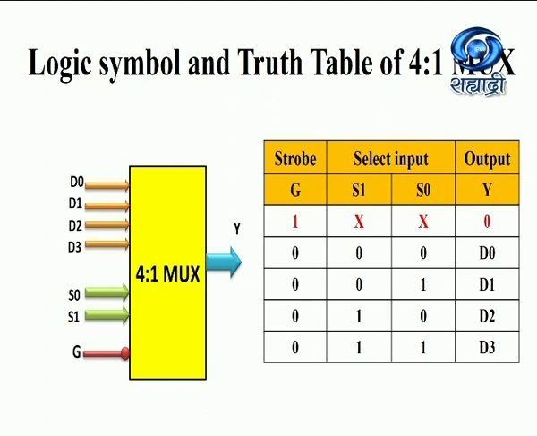And we have one output here, Y. So in the truth table, strobe G, the first condition, if it is 1, that is strobe input is 1, then select inputs S1 and S0 are not selected, then output is always 0. So that's why strobe input is at active low condition, it has to be connected to the ground. When strobe input is 0 and select inputs are 0, 0, then D0 will select. If select inputs are 0, 1, then D1 will select. And if select inputs are 1, 0, then D2 data will select. And if it is 1, 1, then D3 data inputs will select at the output.